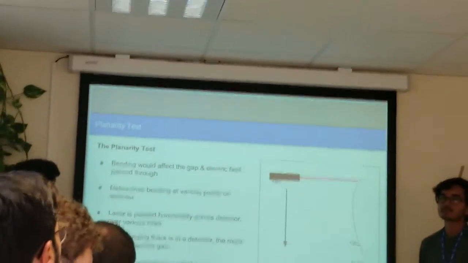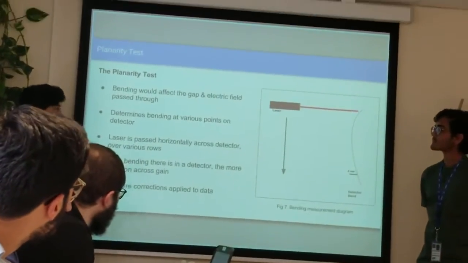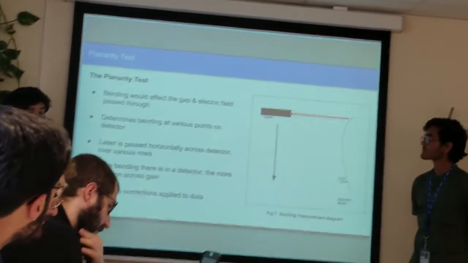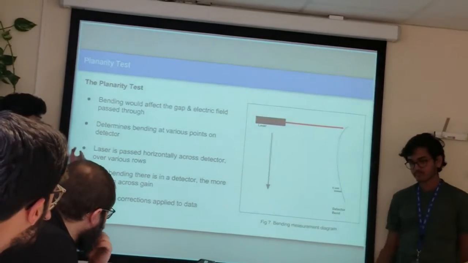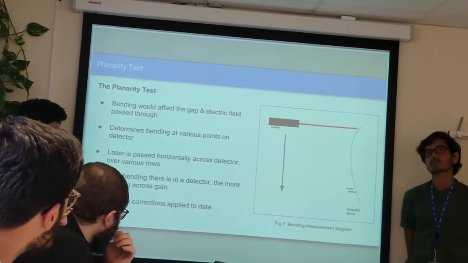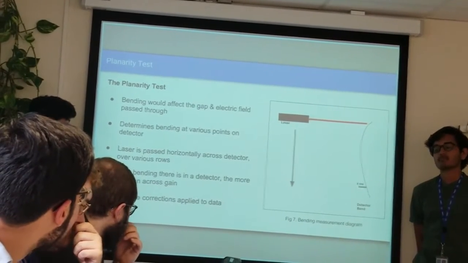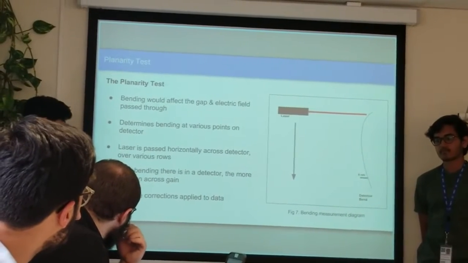bend in the detector. The reason this is important is that the bending in the foils would affect the gap between them and therefore the electric field that the electrons pass through. This would determine the gain throughout the detector. To measure this, lasers pass horizontally across the detector over various rows, and basically what we try to measure from this is that the more bending there is in a detector, the more variation there should be across the gain.